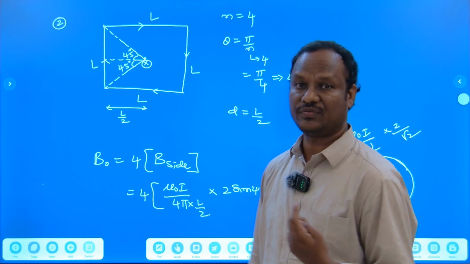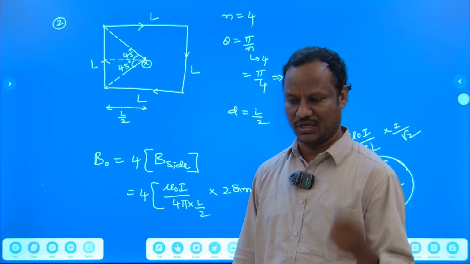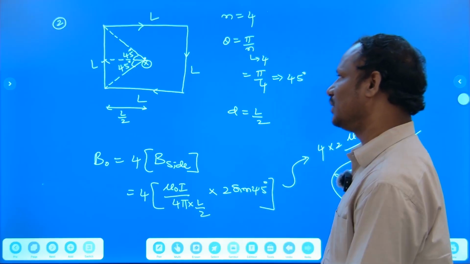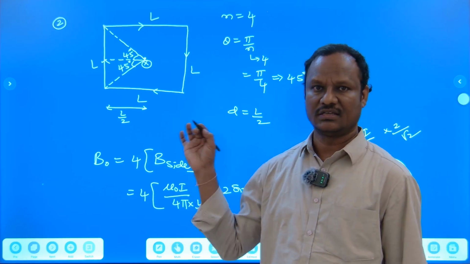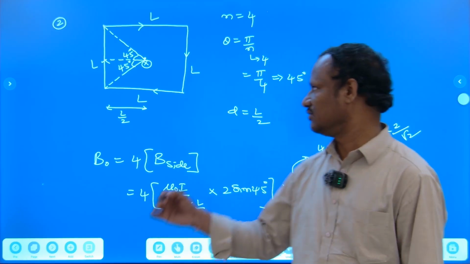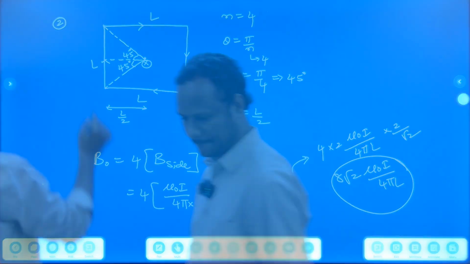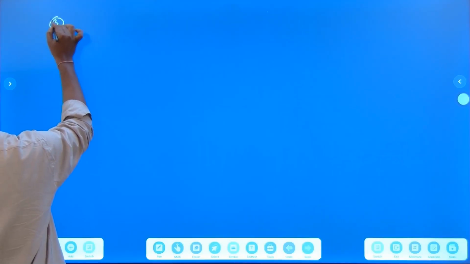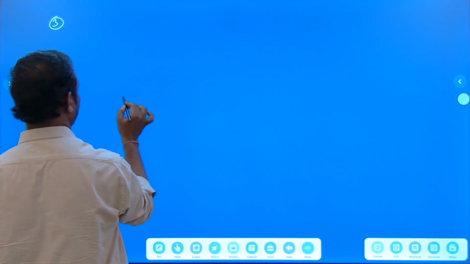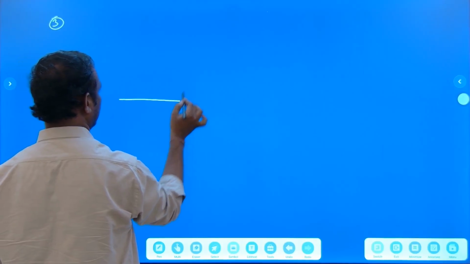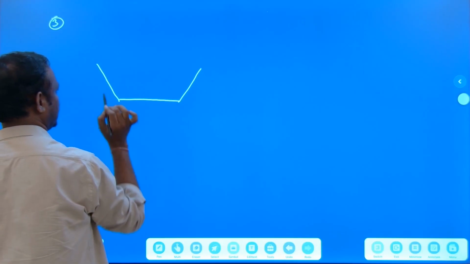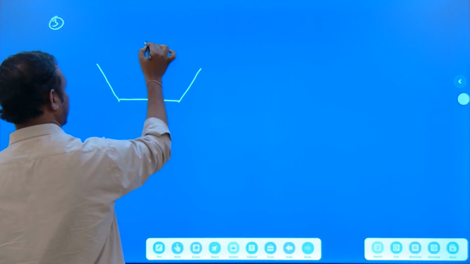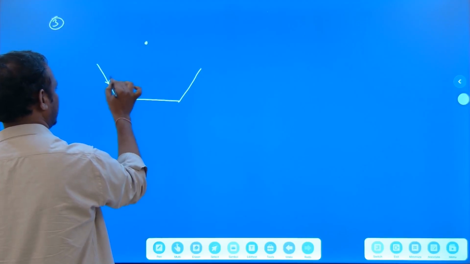Now I am going to find it for an n-sided polygon. How do you calculate the magnetic field induction at its center? That will be the next one. N-sided polygon means it has n number of sides. So this is the center, right? Current is passing, let it be like this.